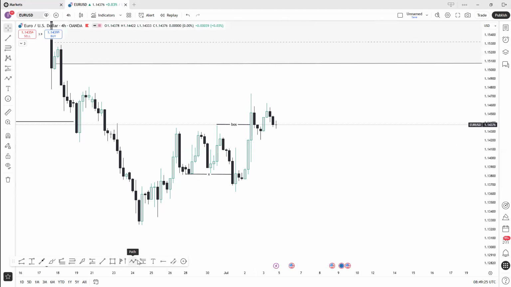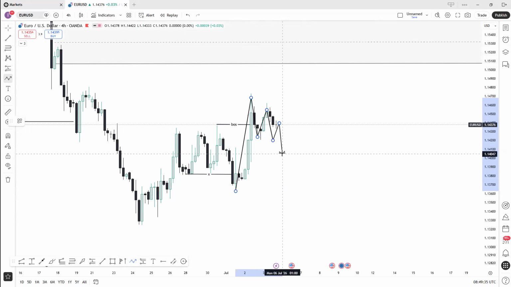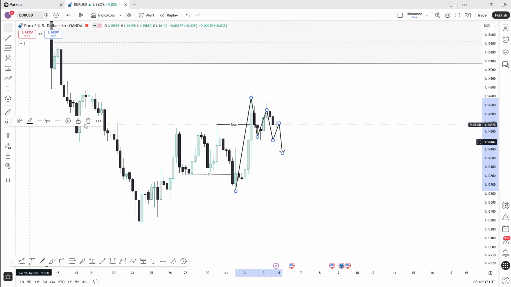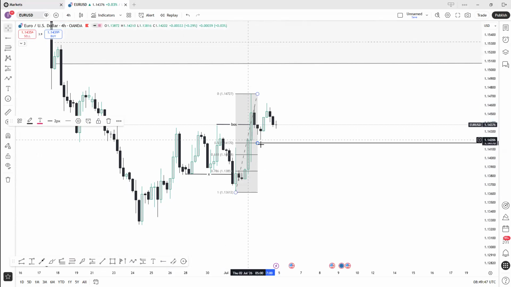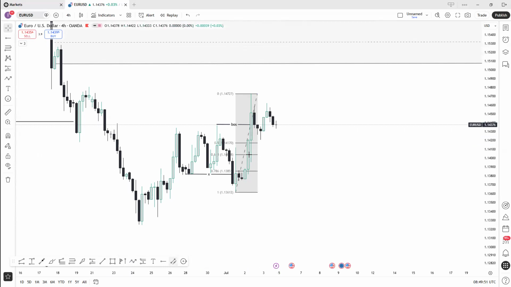So you can see that it is an impulsive move from this low to this high. So right now price is trying to create a pullback. The clear zone to find buys is the discount zone. So apply Fibo again in order to get the clear discount zone from 50 to 1, and the clear zone to find buys from the optimal entry.